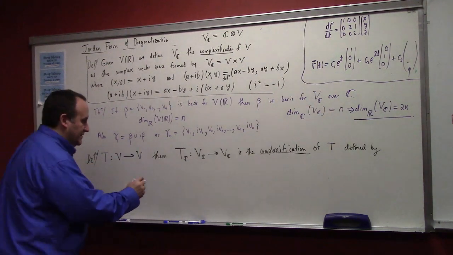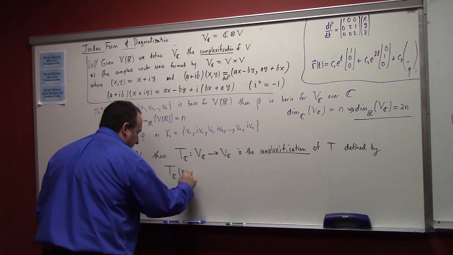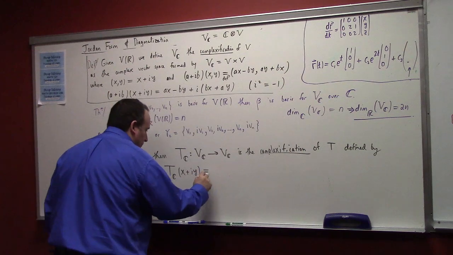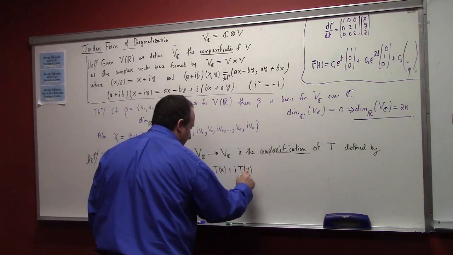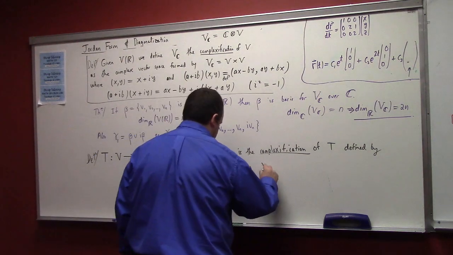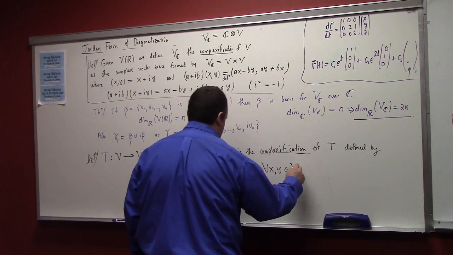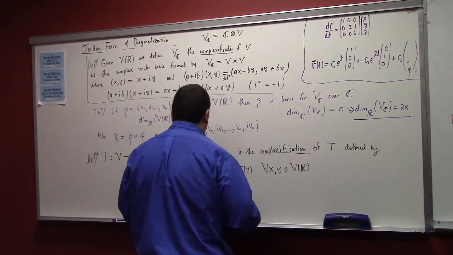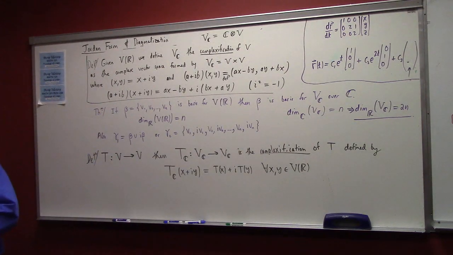Well, simply like this. T sub C of x plus iy is equal to T of x plus I times T of y for all x and y in the vector space over the reals. Or you could equally well say for all x plus iy in the complexification of V, that would be equivalent logically. So there it is. This is the complexification.